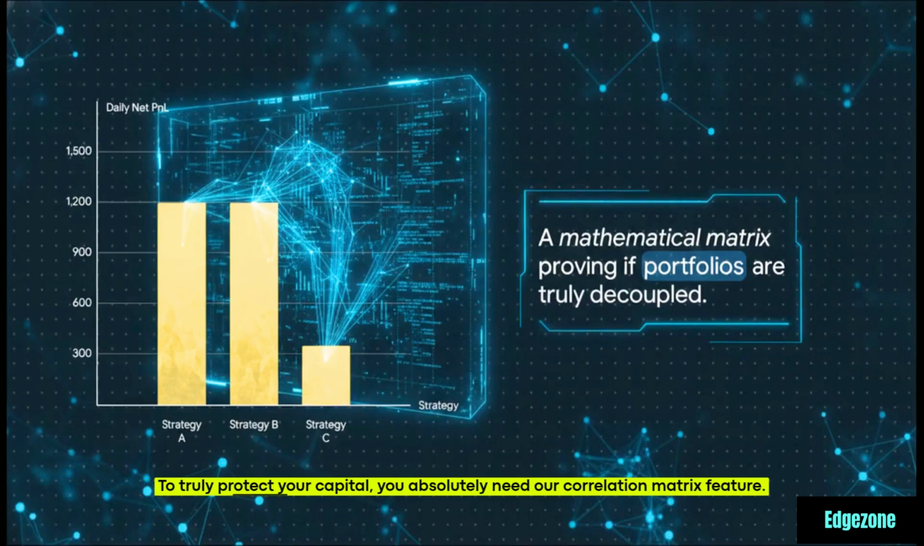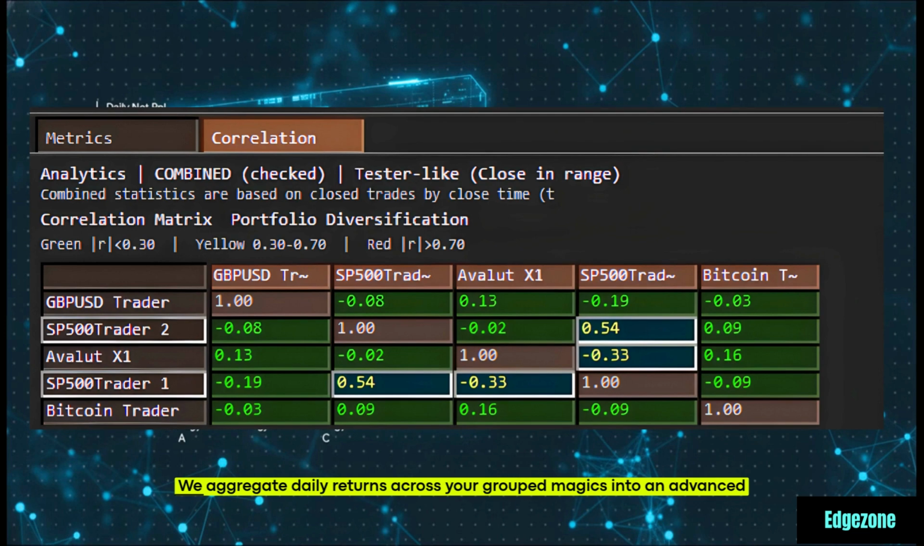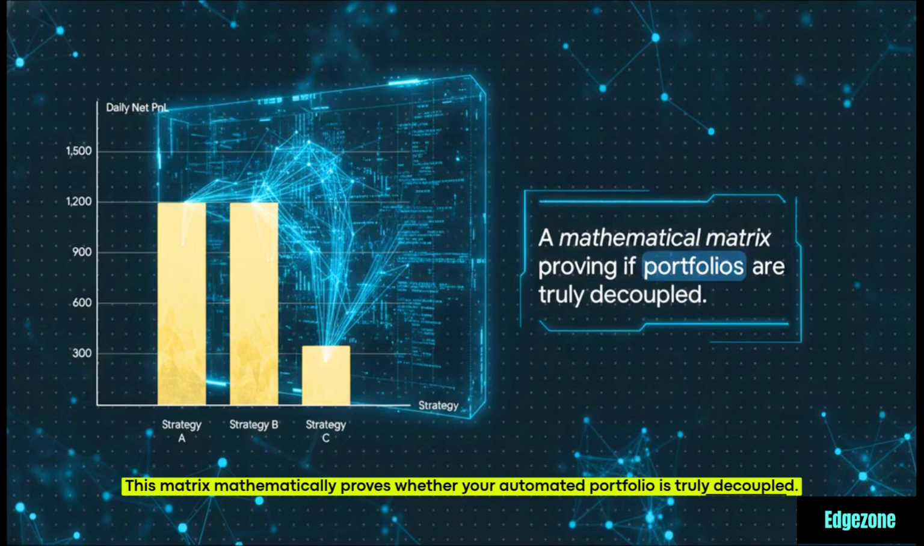To truly protect your capital, you absolutely need our correlation matrix feature. We aggregate daily returns across your grouped magics into an advanced mathematical matrix we call GCoreMat. Think about it. Strategy A and Strategy B might look totally different on the surface, but if they're generating the exact same P&L on the exact same days, you aren't diversified. You literally just doubled your risk. This matrix mathematically proves whether your automated portfolio is truly decoupled.